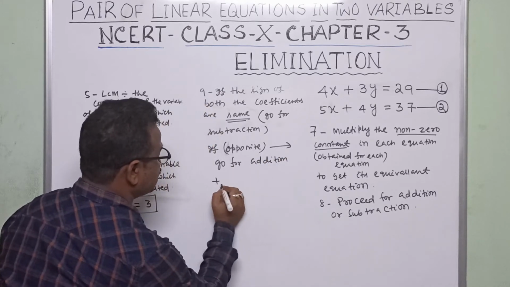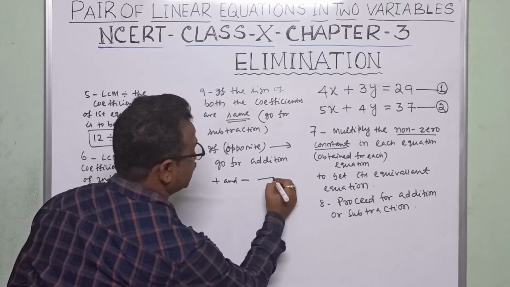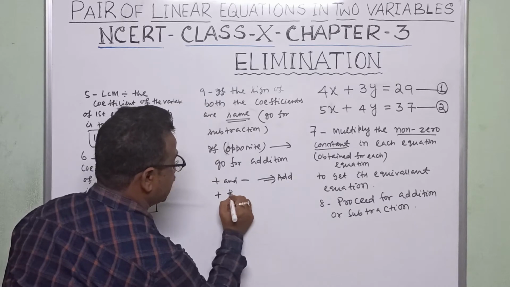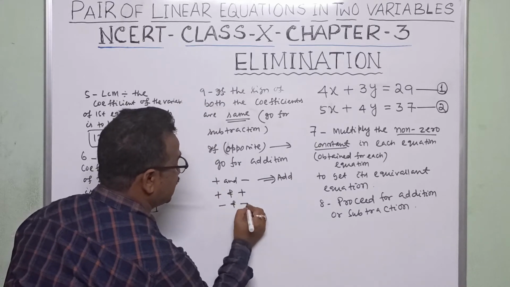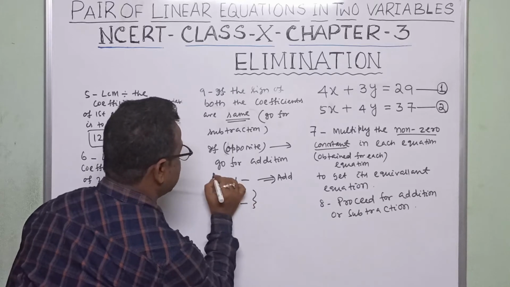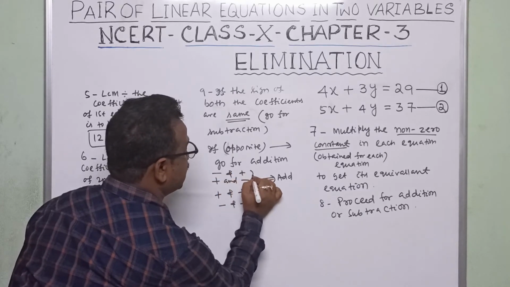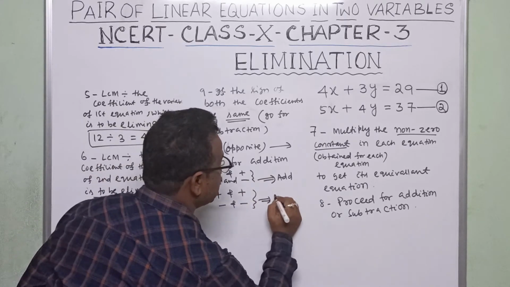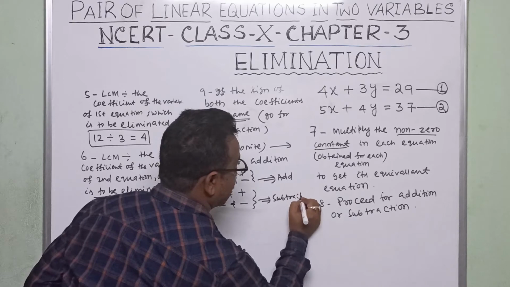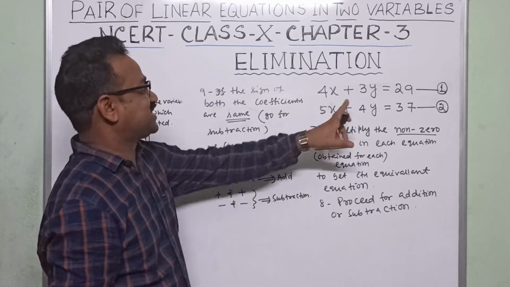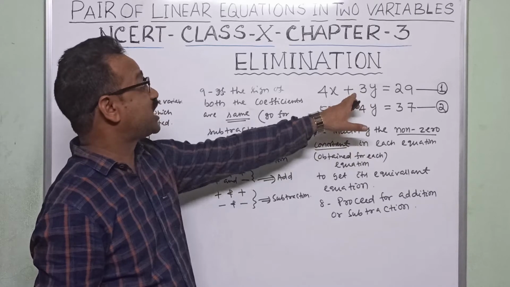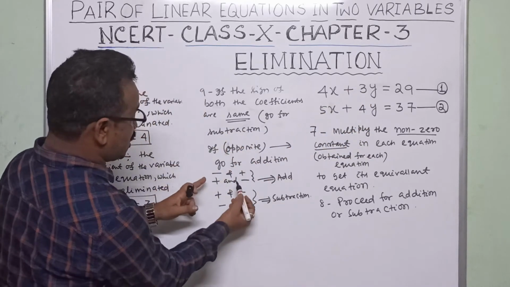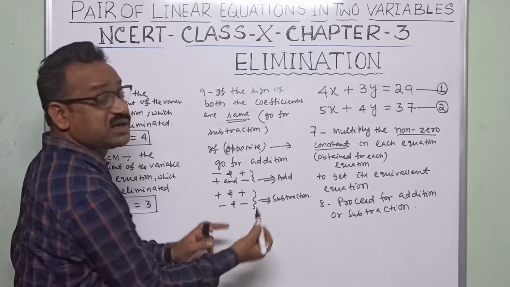If plus and minus, then what will we do? Add. If plus and plus, or minus and minus, we go for subtraction. Minus and plus also we go for addition. Here in our case, 3y and 4y are both plus. So we will go for subtraction.